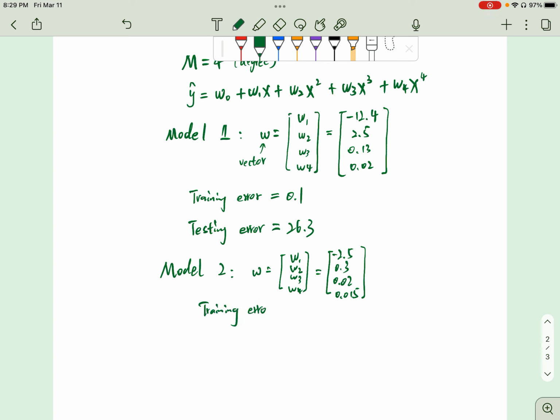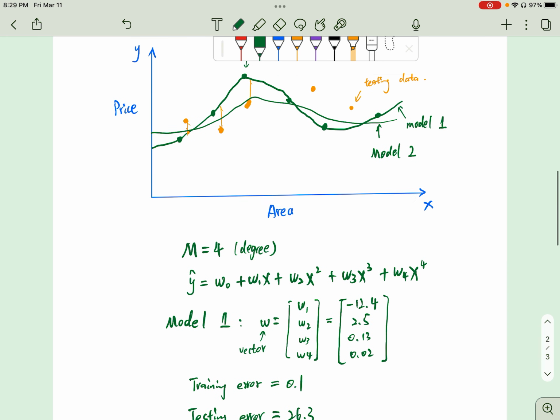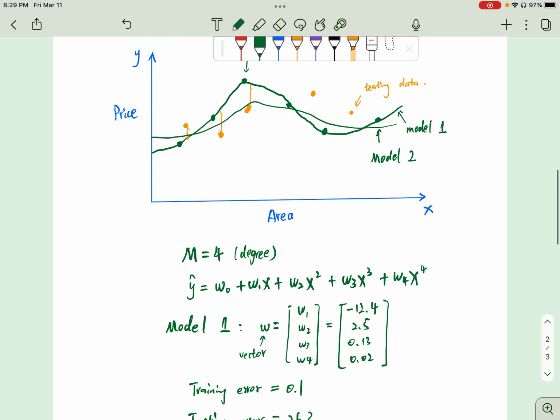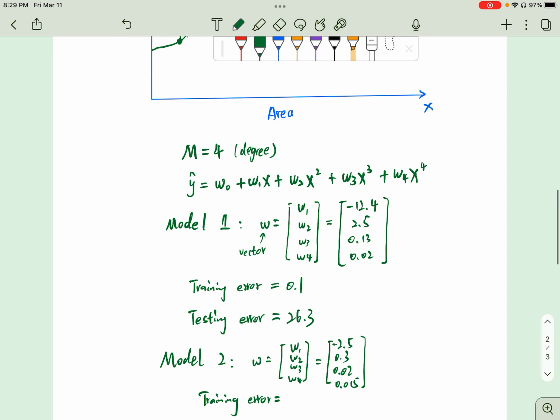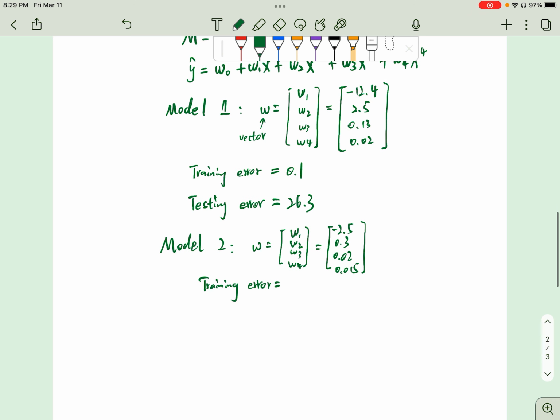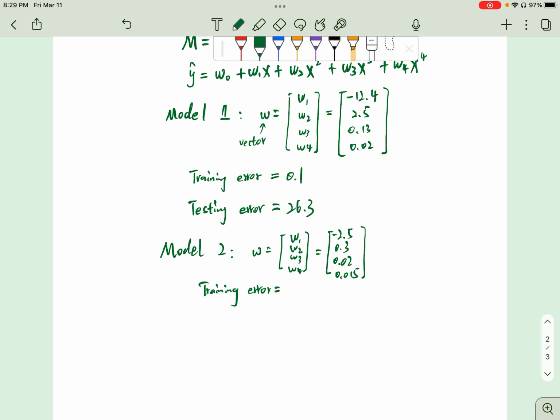And you also calculate the tuning error of this model 2. It's very easy. If you calculate the tuning error, remember this green dots is our tuning data. And you calculate this distance, this distance, this distance. Of course, it's not 0.1 now, it's bigger than 0.1. Maybe it's 8.6.